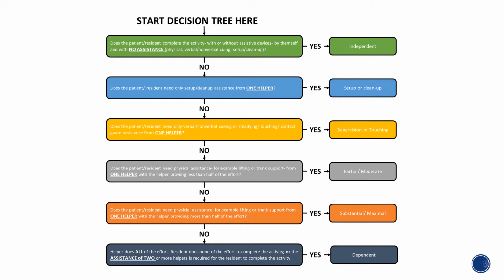CMS, or the Centers for Medicare and Medicaid Services, made a decision tree to help us code the functional ability of each ADL. To use this, you start at the top and you work your way down the tree to find what code is applicable to your patient. So we would start with the top definition. If that applies, we would go to yes and see what code is on the right. If it doesn't apply, we would go towards the bottom with no and read the next definition until we find one that applies to our patient.